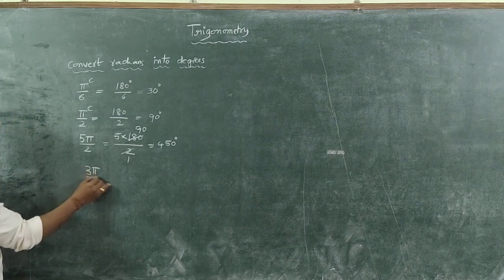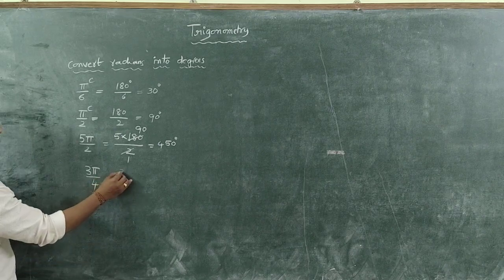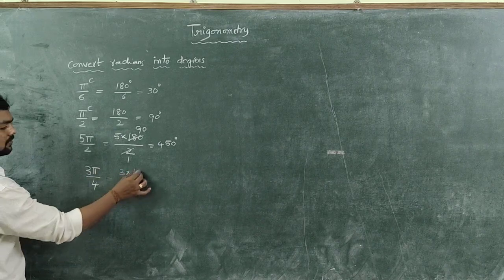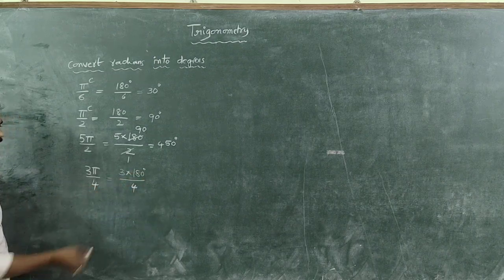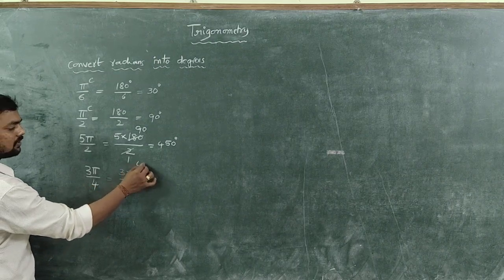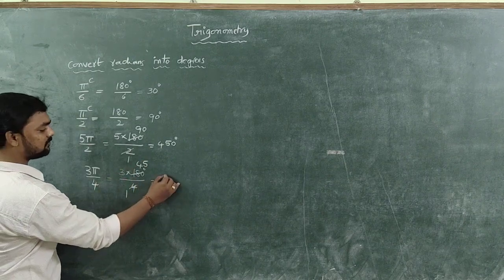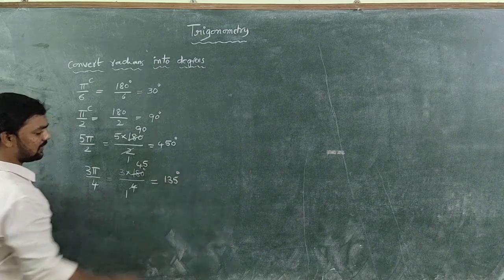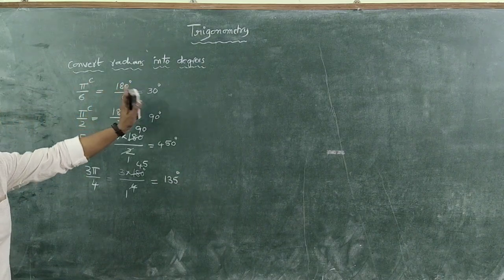3 pi by 4. 3 into pi means 180 degrees, by 4. 4 fours are 180, 45 threes are 135 degrees. So this is how to convert radians into degrees.